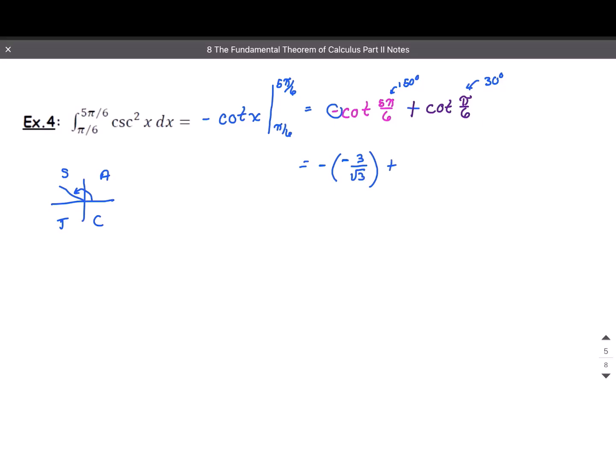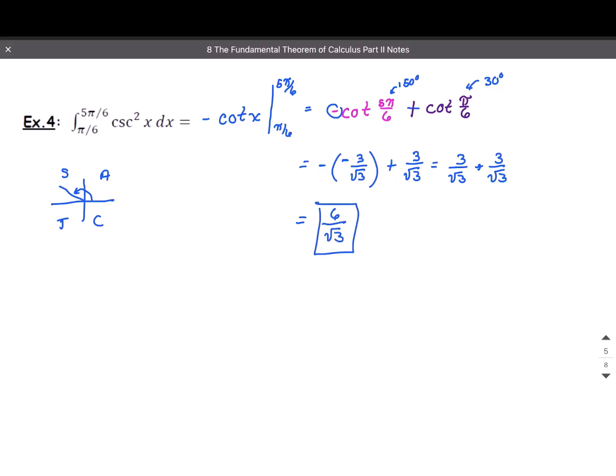Plus, now we need the cotangent of pi over 6, or just the cotangent of 30 degrees. Well, we just said that the tangent of 30 degrees is rad 3 over 3, so the reciprocal is 3 over radical 3. Now remember, two negatives give you a positive. 3 plus 3 is 6, and we keep the common denominator.